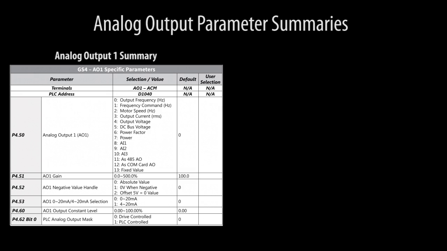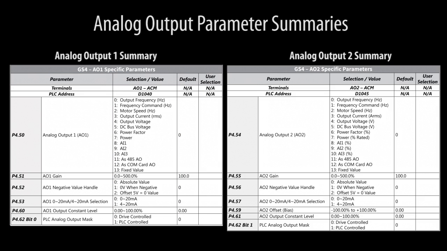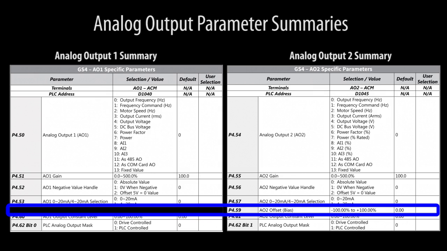Before we go any farther, take a look at this chart in Appendix C. It shows you everything you need to know about analog output 1 in one quick reference. All the associated parameters, their options, and default values in one convenient place. And there's an identical chart for analog output 2. The only difference is it has that extra bias parameter.